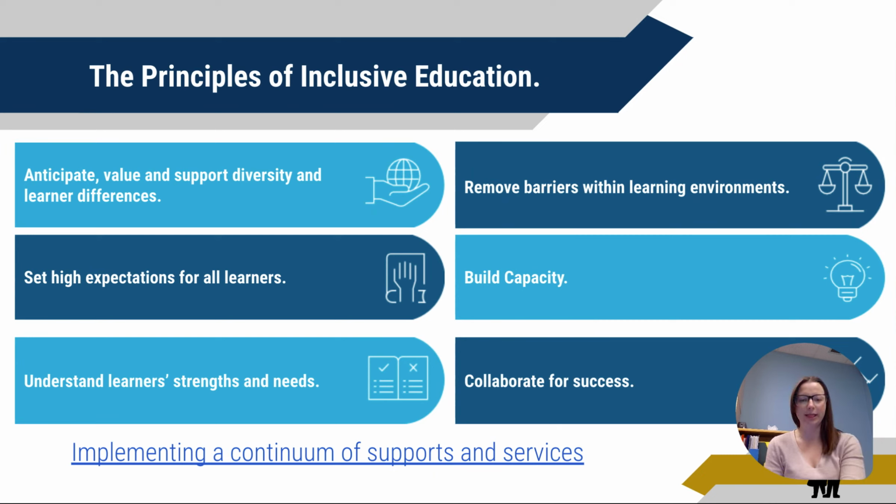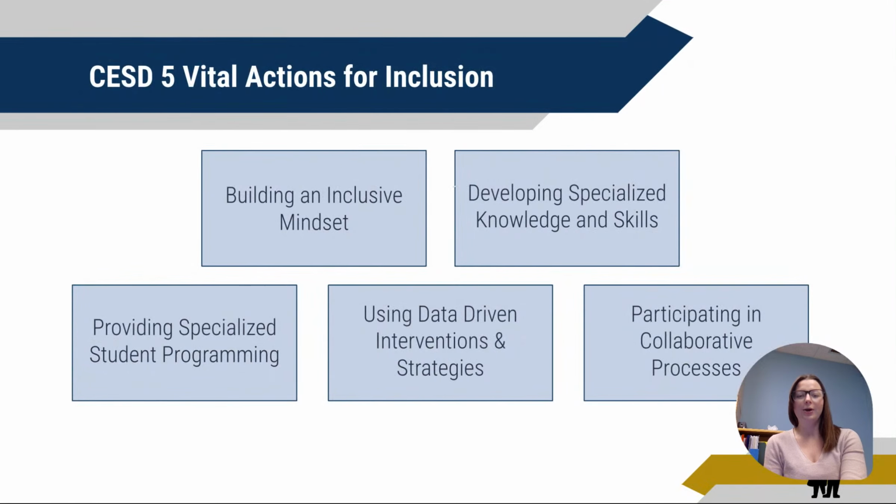And in Chinook's Edge, we like to do our own thing and add to. We always go above and beyond. So we determined that our vital actions for inclusion are: we build an inclusive mindset, we develop specialized knowledge and skills, we provide specialized student programming, we use data-driven interventions and strategies, and we participate in a collaborative process. So by being here today and by watching this video, you are accomplishing all 5 of these vital actions for inclusion. And so keep that up. This is great. Thank you so much for being here.